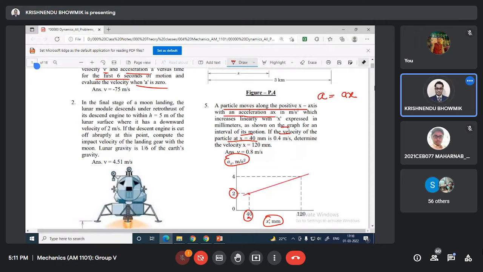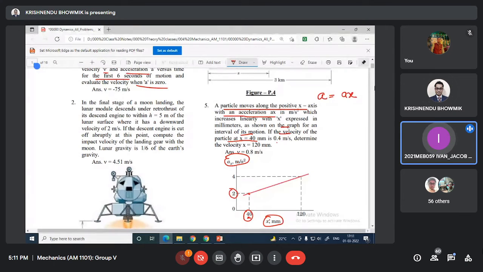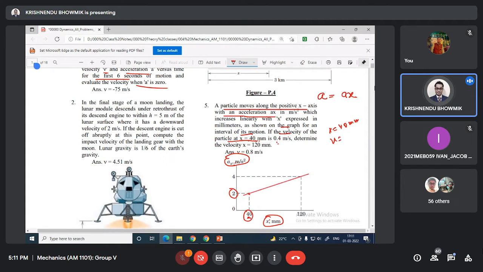Sir, acceleration is 2, right? This is the acceleration. Just a minute. The velocity of the particle at x equal to 40 mm: this figure is telling x equal to 40 mm, the acceleration here is 2 meter per second square.